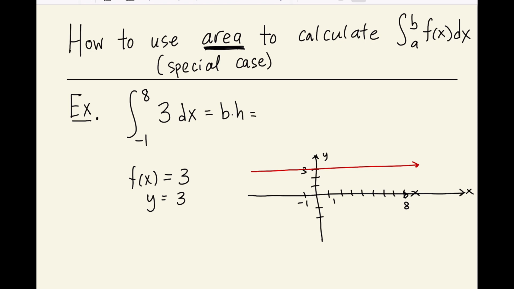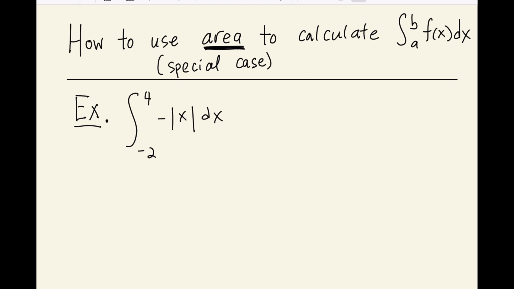It lies above the x-axis. So the base has length 8 minus -1, and the height is 3. So this gives me 9, 8 plus 1, so 9 times 3, which is 27.